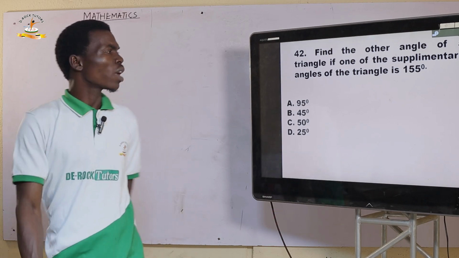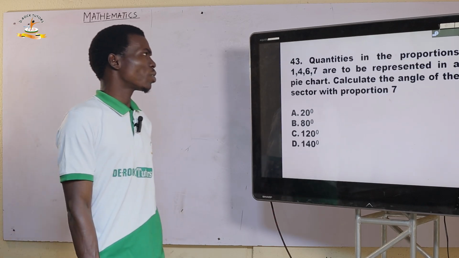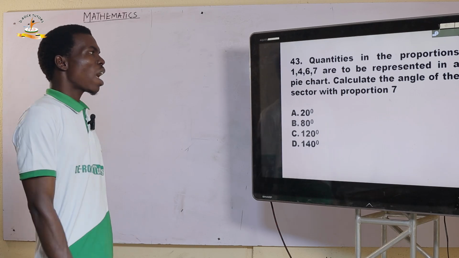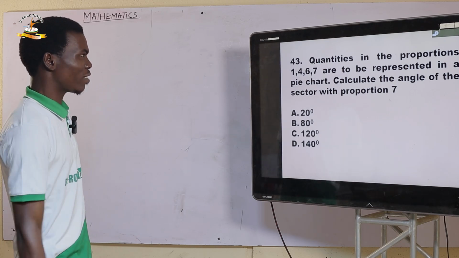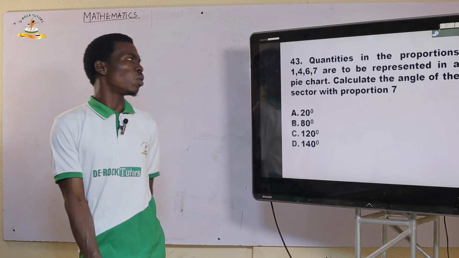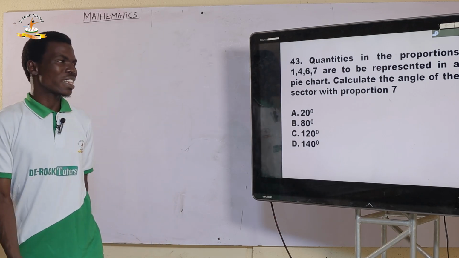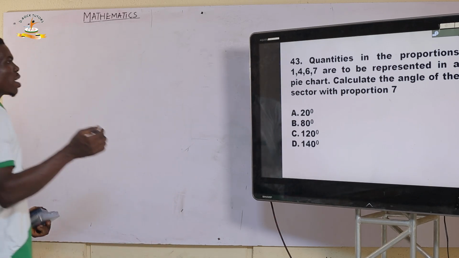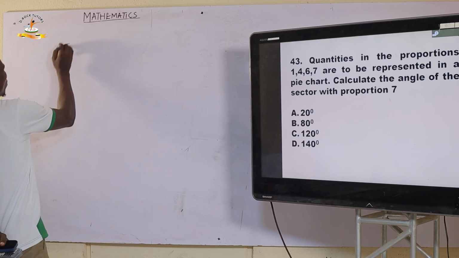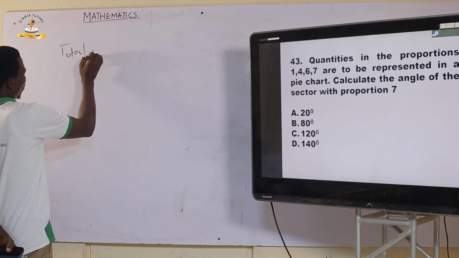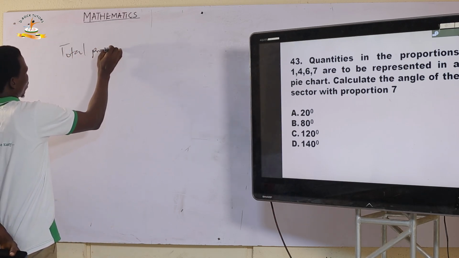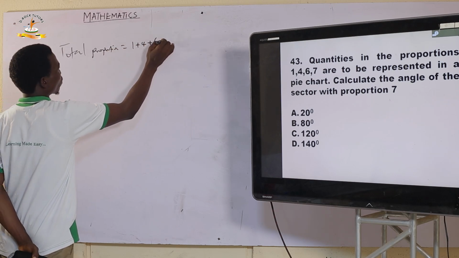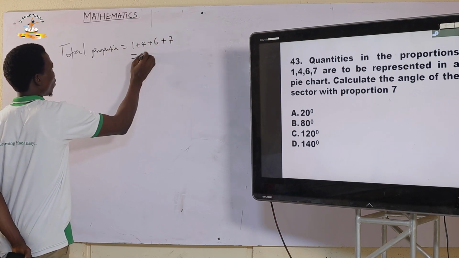Next question. Our next question is 43. It says quantities in the proportion 1, 4, 6, 7 are to be represented in a pie chart. Calculate the angle of the sector with the proportion 7. It's very similar to a ratio problem. This time around, we ask, what is the total proportion? Total proportion is going to be 1 plus 4 plus 6 plus 7.